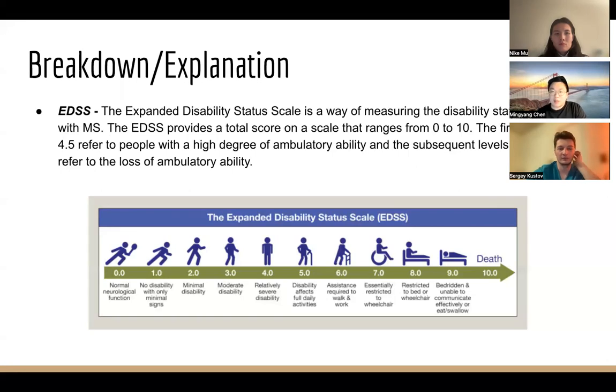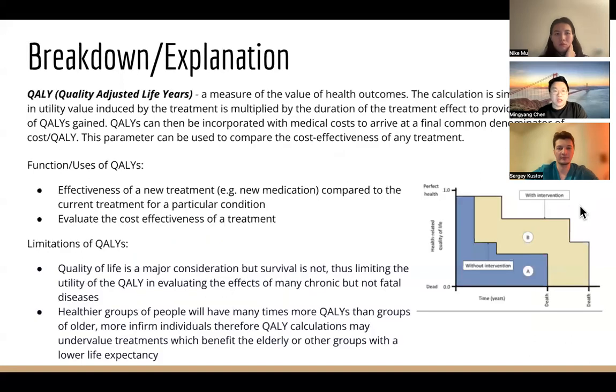The Expanded Disability Status Scale is a way of measuring the disability status of people with MS. The EDSS provides a total score on a scale that ranges from 0 to 10. The first levels, 1.0 to 4.5, refer to people with a high degree of ambulatory ability, and the subsequent levels, 5.0 to 9.5, refer to the loss of ambulatory ability. The graph below shows the EDSS score from low to high and the corresponding physical state of the patient.